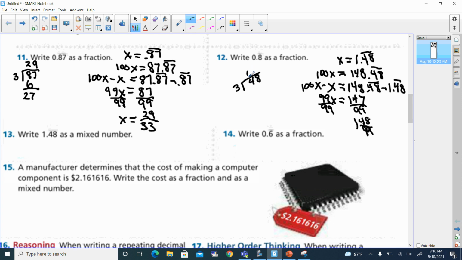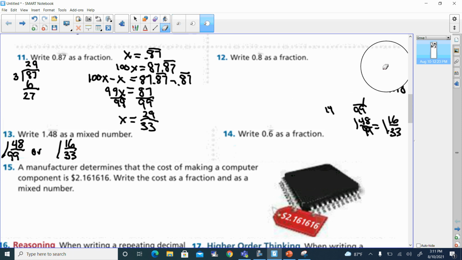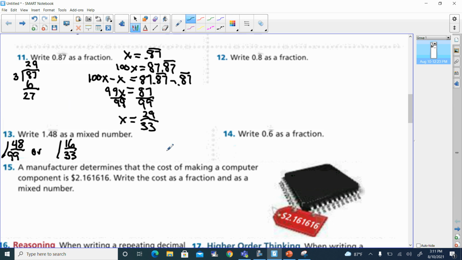And if I do that, that's 16. So it could also be 1 and 16 over 33, because 99 divided by 3 is 33. So this one would be 1 and 16 over 33. Or if they left it as a big number, I guess it could have been 1 and 48 over 99. All right, and remember this wasn't for number 12, so please don't use it for number 12. We were doing number 13, just needed some room to do it.